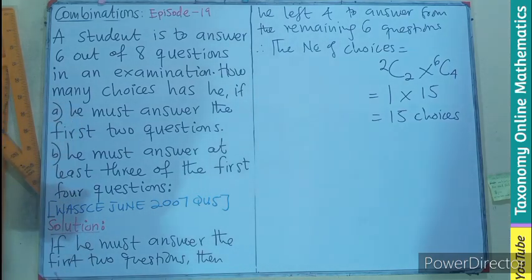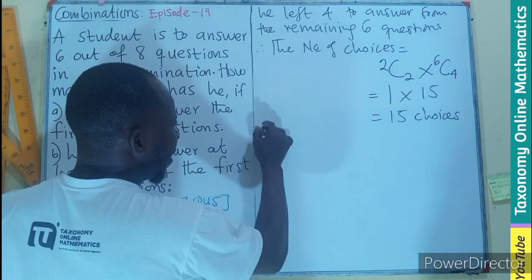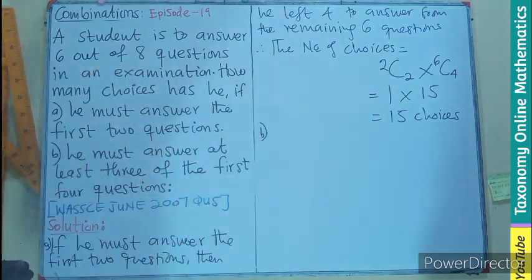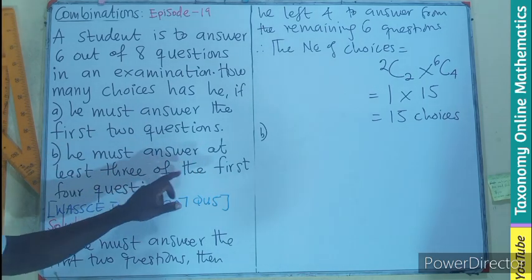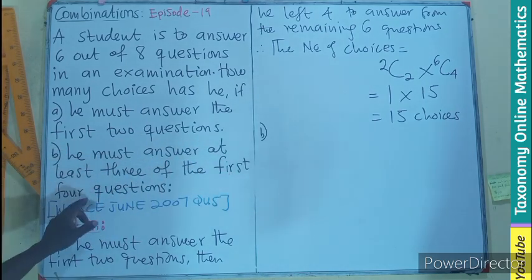All right. Then let's come to, I think this is the A, right? So let's pick the B part, which says that he must answer at least 3 of the first 4 questions.